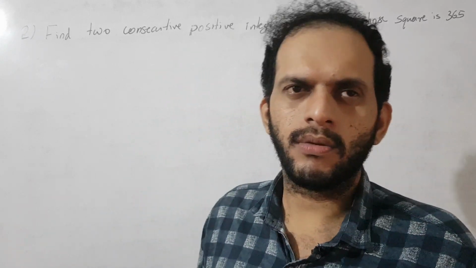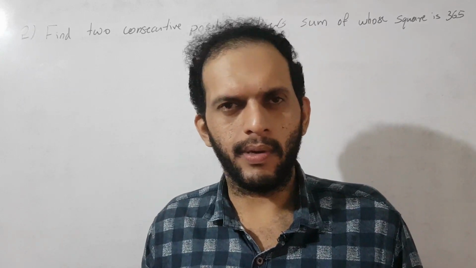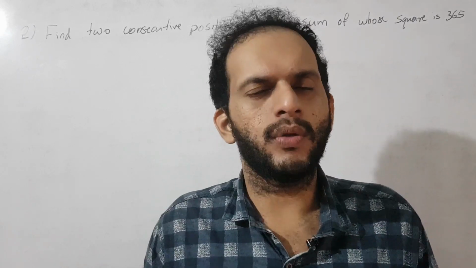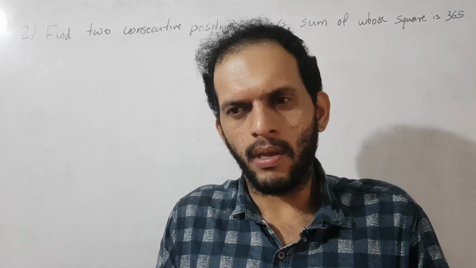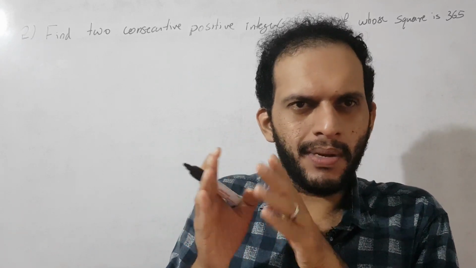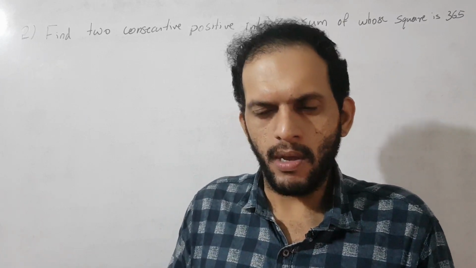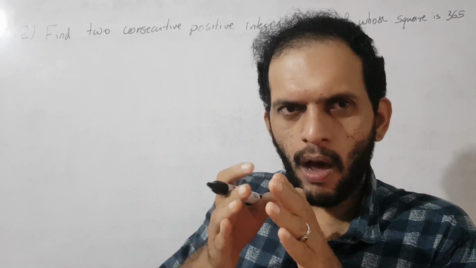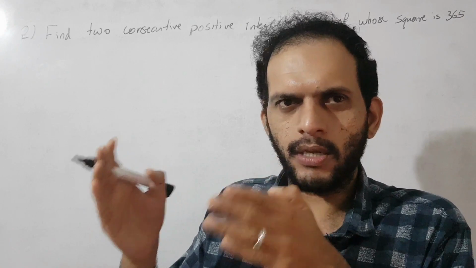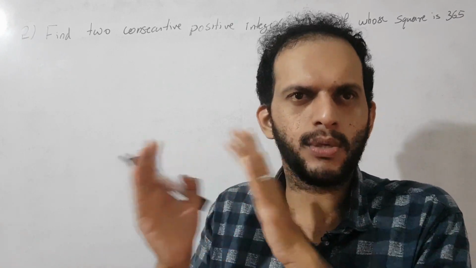365. Then the question asks to find the two consecutive integers. We already learned how to take the integers. Correct? Then what is the relation of first? Consecutive means the numbers lie near, the integers lie near. If we choose the first number, then how do we write the second one? Yes, that's very clear. First plus 1.